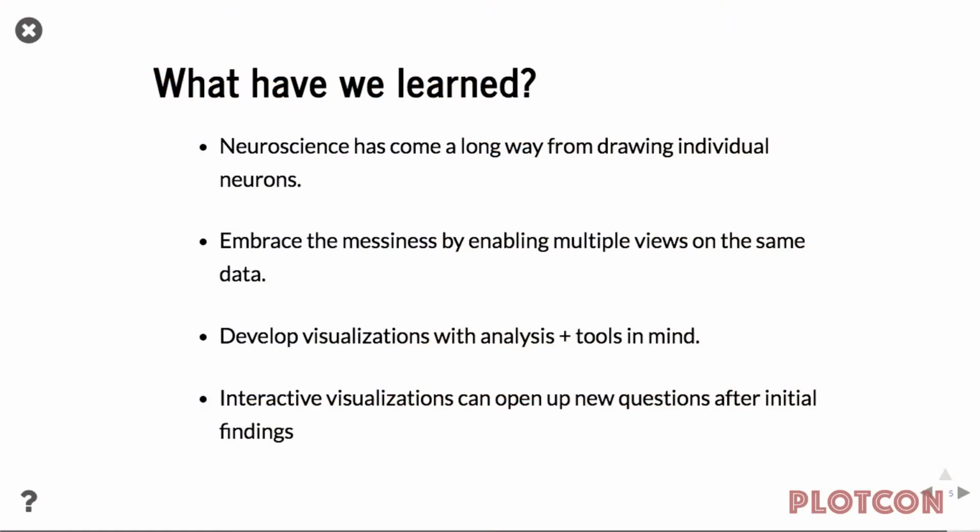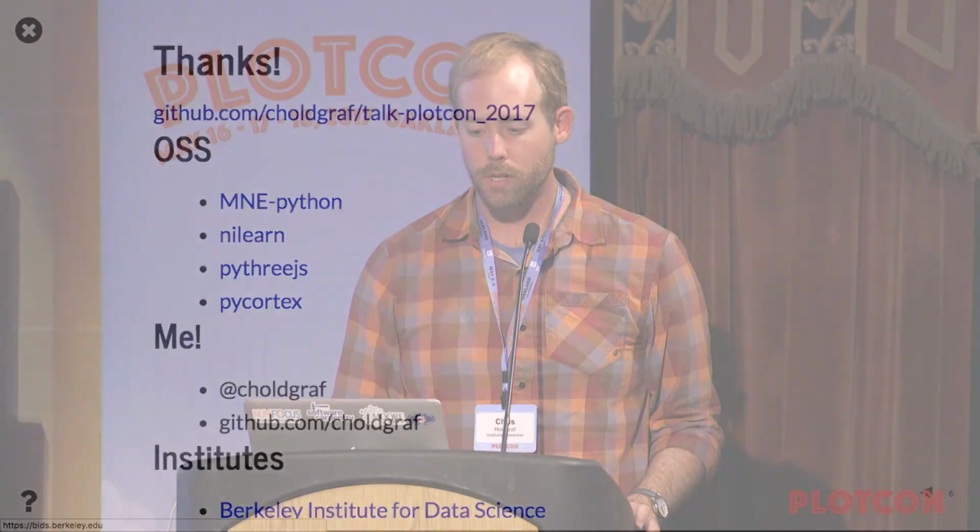The main things that we've learned in terms of open source neuroscience analysis is to embrace messiness by being able to show lots of views of the brain, to develop visualizations that keep other kinds of tools in mind, and finally to incorporate interactivity in your analyses in order to let people ask more complicated questions than they otherwise would. So thanks very much, and if you have any questions, I'll stick around today.